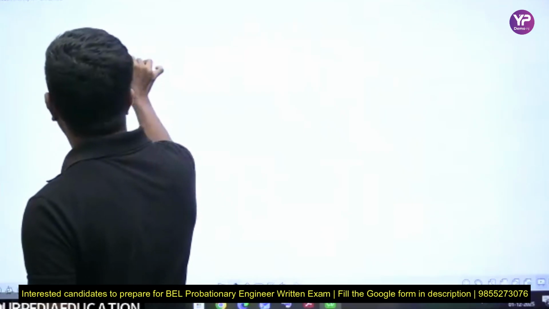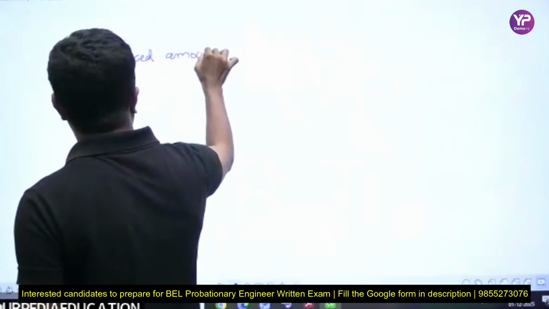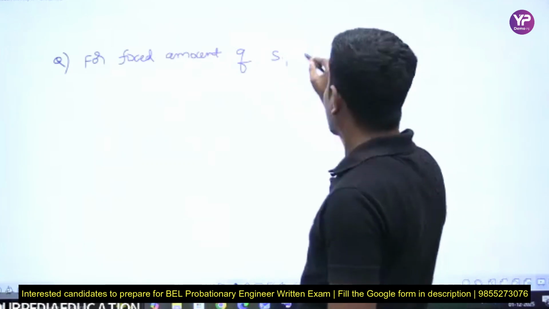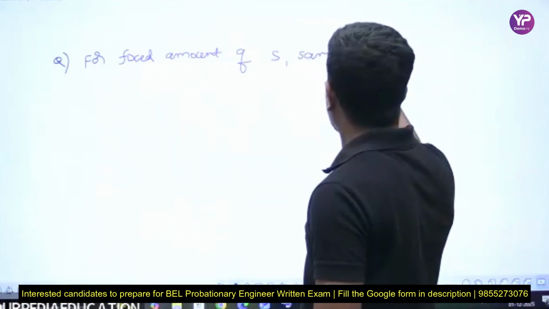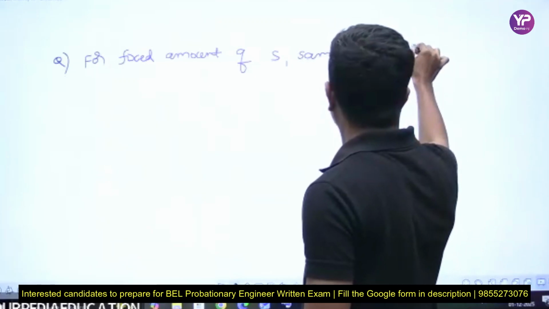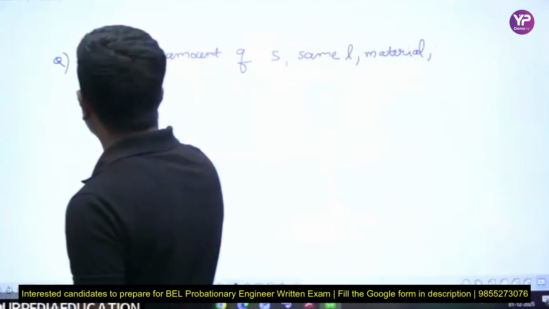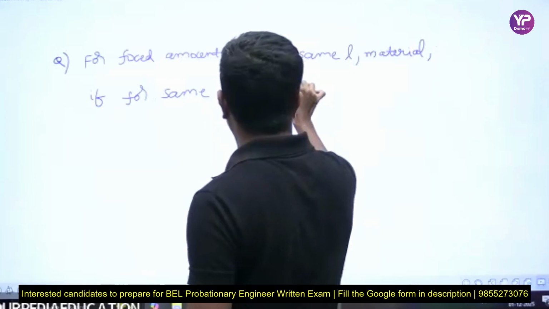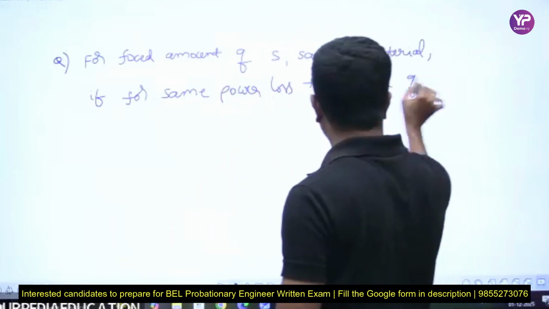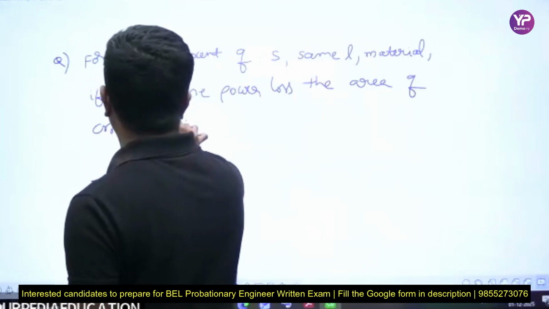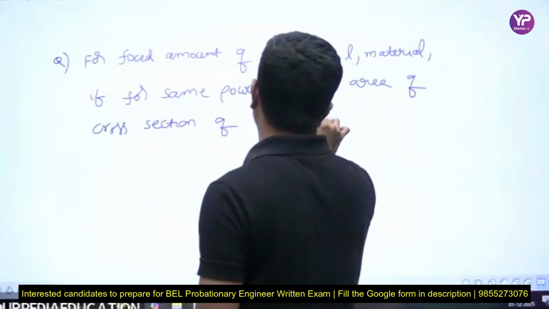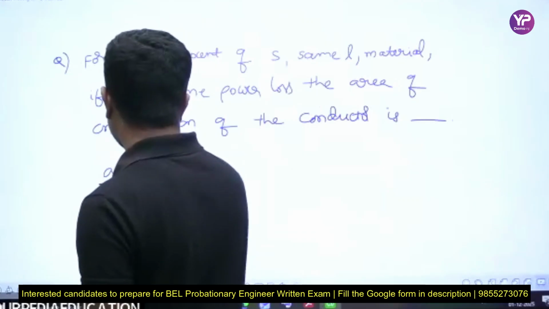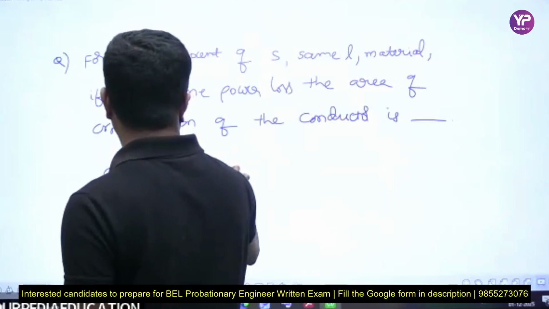For a fixed amount of power transfer, S means power, same length, same material, means rho is same, if for the same power loss, the power loss should be the same, the area of cross section of the conductor is dash.